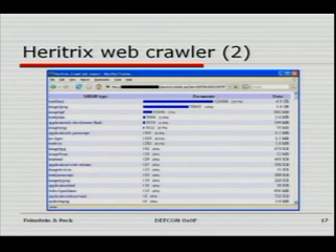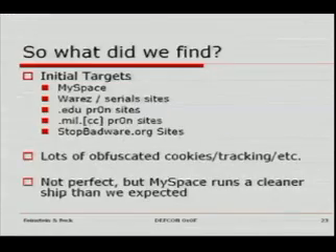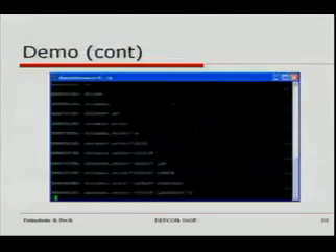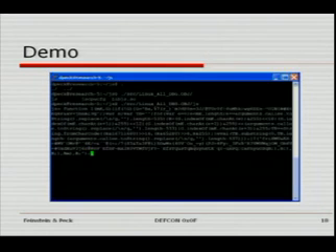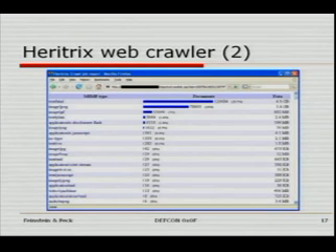Are those unique documents? Those are unique documents. And you see we had 4.9 gigabytes of text HTML.